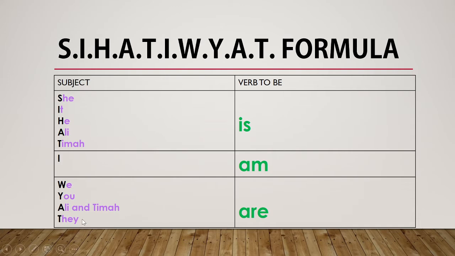And last but not least, it is they. They means mereka. Make sure you don't switch between we and they. We is kami and they is mereka. Right. And we are looking at the verb to be, the is, am, and are.